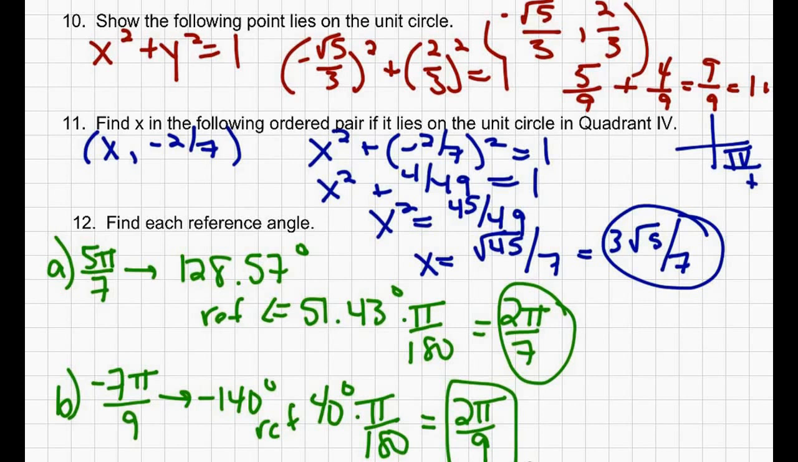Anything that's over 6 really is pi over 6 as its reference angle. Anything over 3 is pi over 3. Anything over 4 is pi over 4. You never have to worry about those. It's these other denominators that you have to worry a little bit about. Now let's talk about C and D that are a little more straightforward.